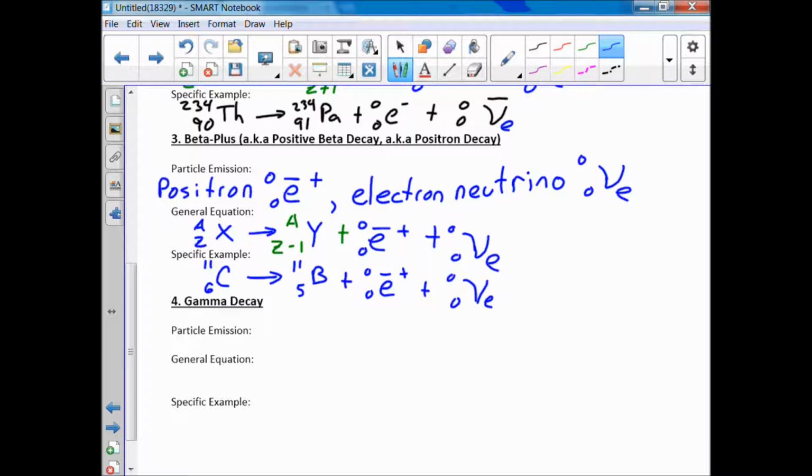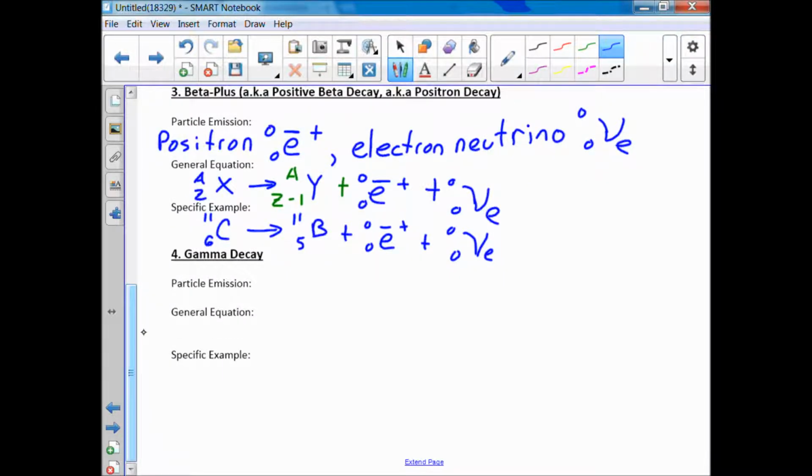Boom. Okay, two more. The next one is gamma decay. You guys remember what particle that emits? A photon. Good, just the light particle. And the photon symbol, not to be confused with the nu, is the gamma.